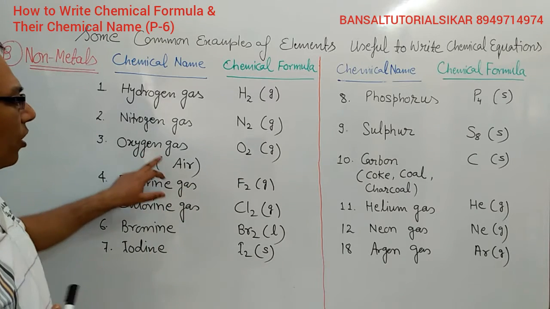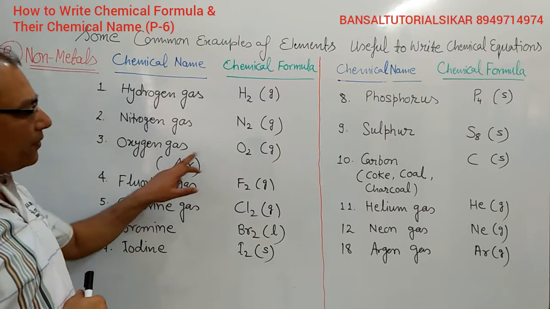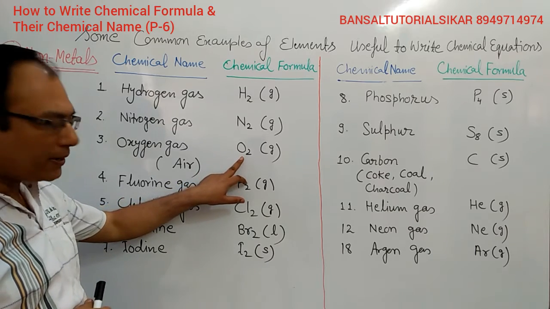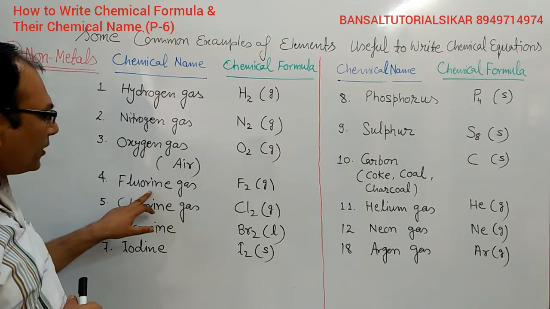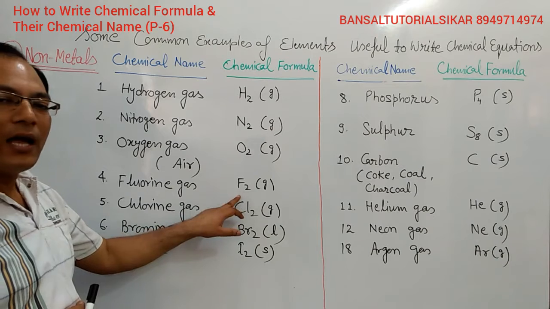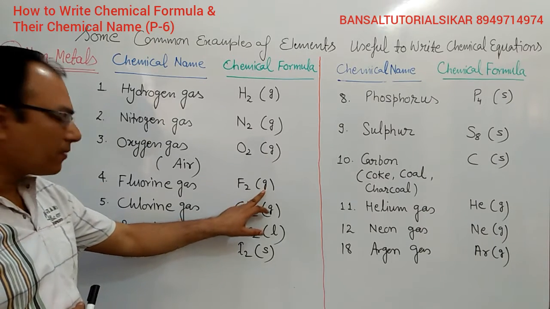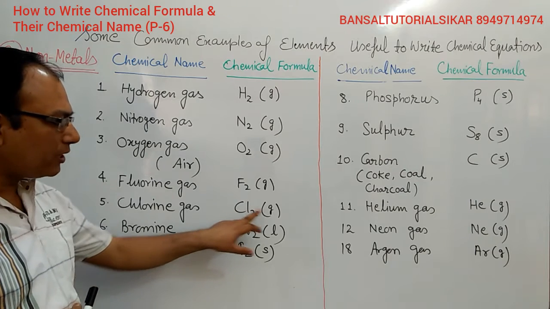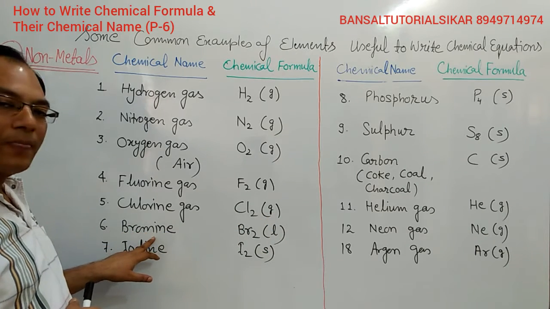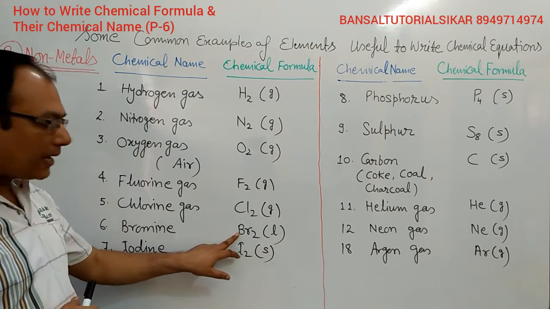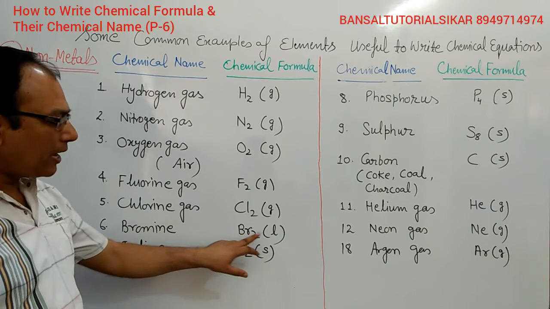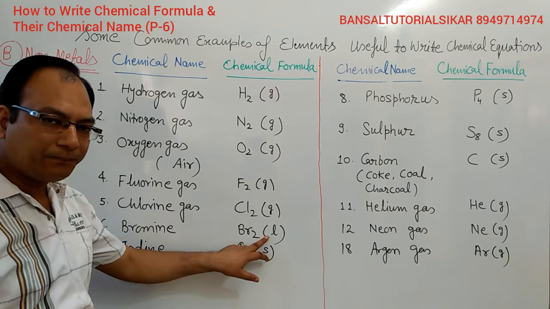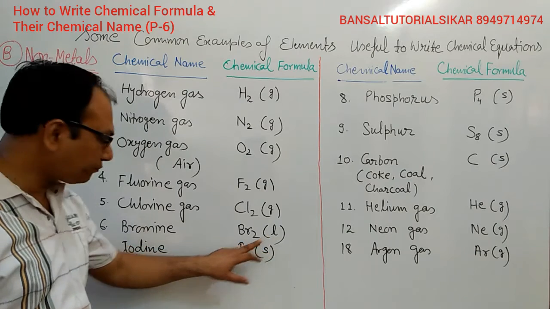If oxygen gas or air is given, then we will write down O2. This is a diatomic gas. If fluorine gas is given, we will write down F2. It is also a gas. If chlorine gas is given, it is also diatomic. We will write down Cl2. It is a gas. Bromine is also diatomic, and we will write down Br2, and it is liquid at room temperature and reddish brown in color.